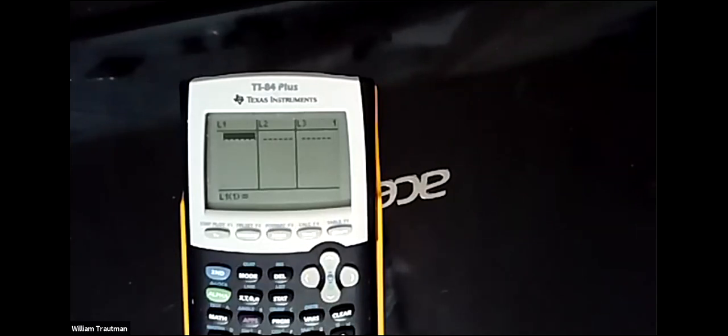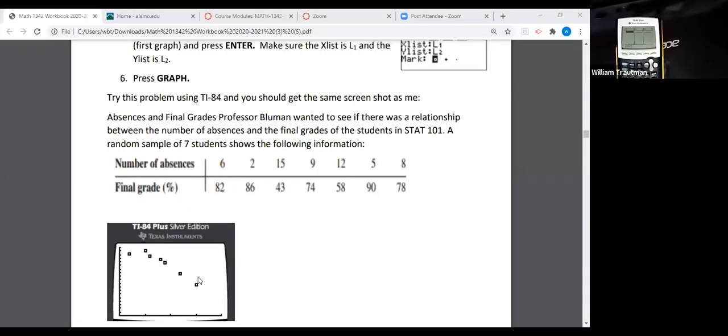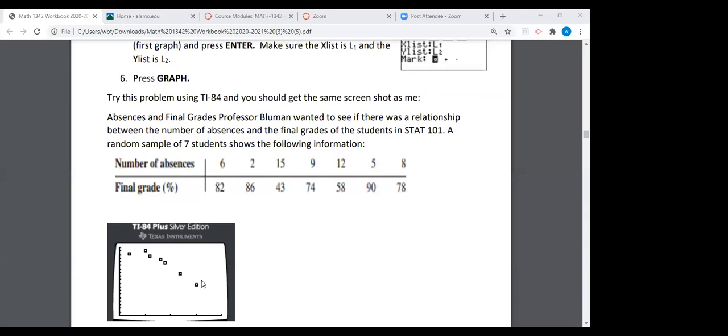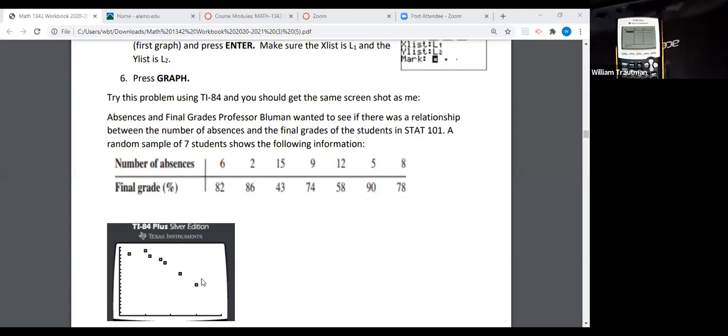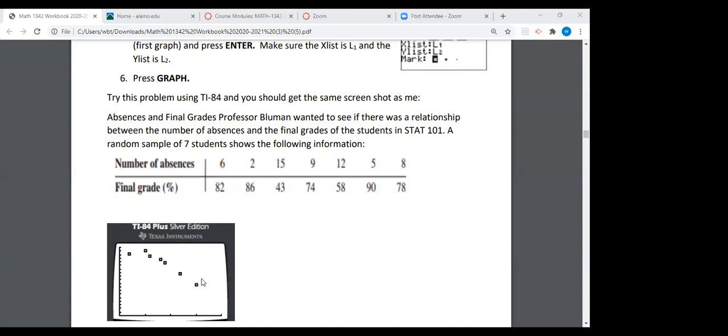And once you type that in and you have your windows set up correctly, you should get a picture that looks something similar to this. Everybody okay with this so far? Yes, sir. I figured it out. Good, good, good.